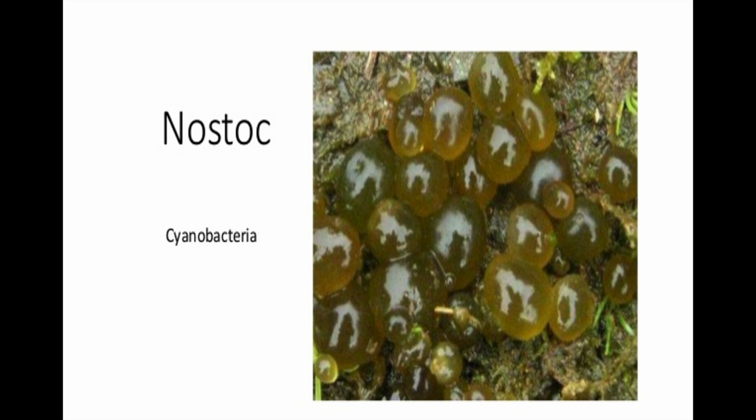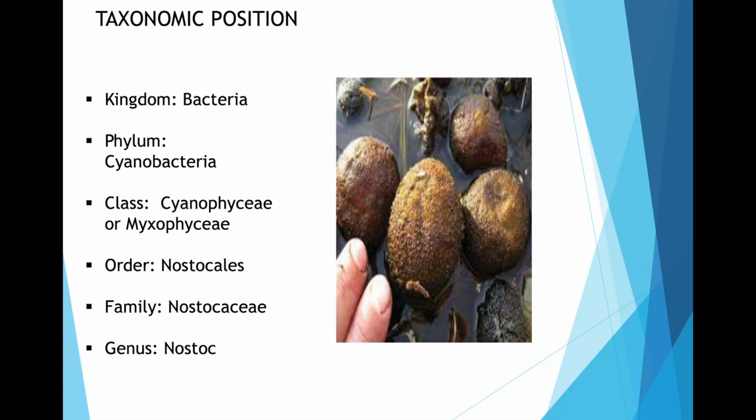The genus Nostoc includes about 29 species. Mostly they are in colonial forms. They grow in the form of mucilaginous balls. So we'll take the taxonomic position first.